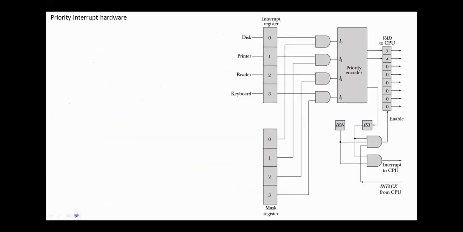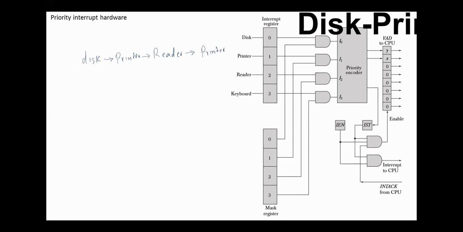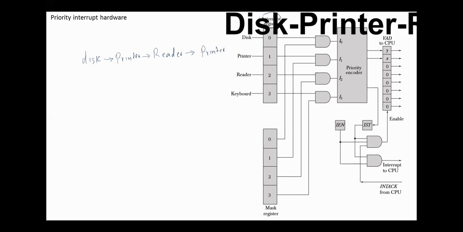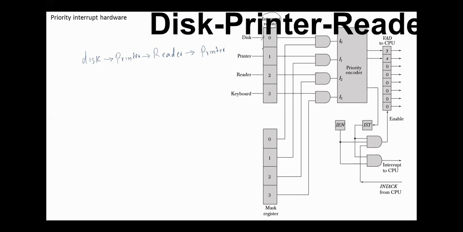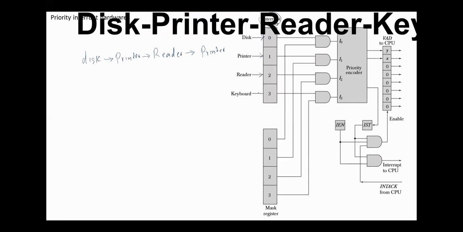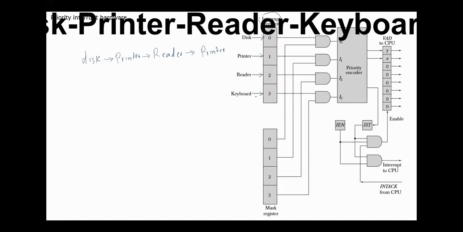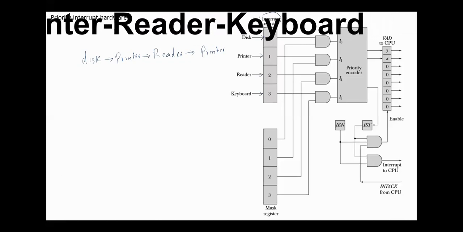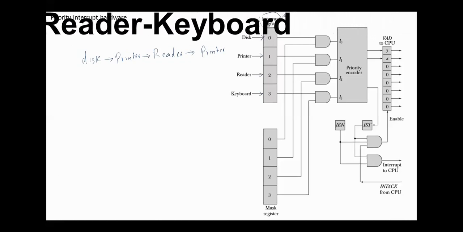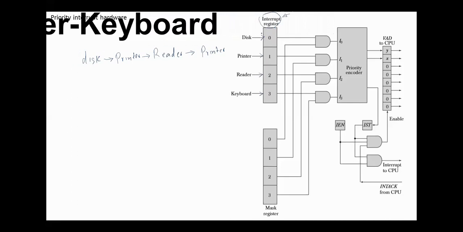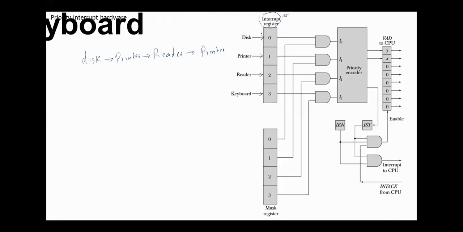According to this parallel priority interrupt hardware, we have 4 interrupt sources: a disk with the highest priority, a printer with the next priority, a character reader, and the keyboard has the lowest priority. So the size of the interrupt register is 4 bits. The first bit is allocated for the disk, the second for the printer, the third for the reader, and the last one for the keyboard. If you have 8 devices, for example, then the interrupt register should be of size 8, and the bits in the register should be allocated according to the priorities of the devices.